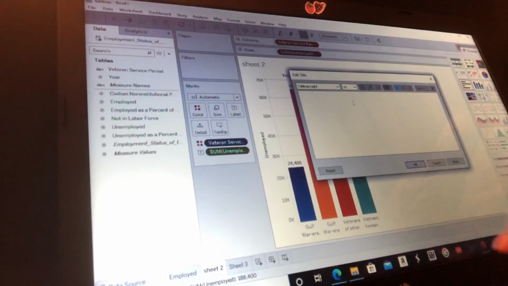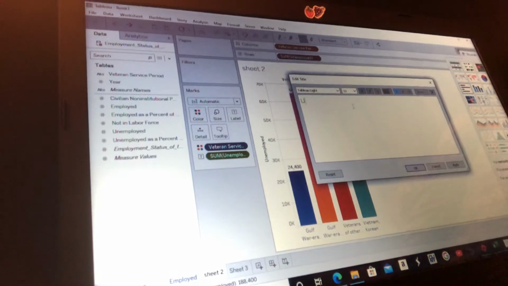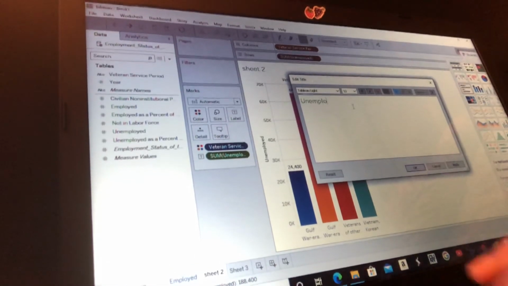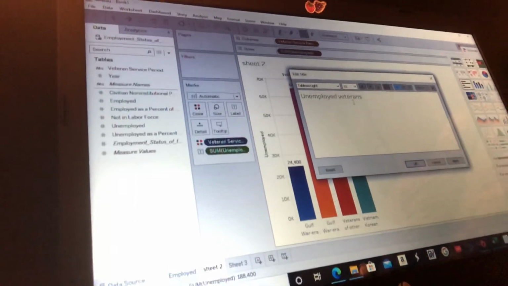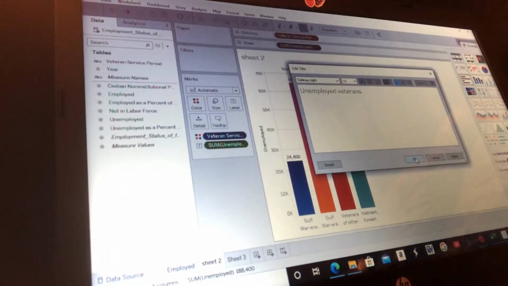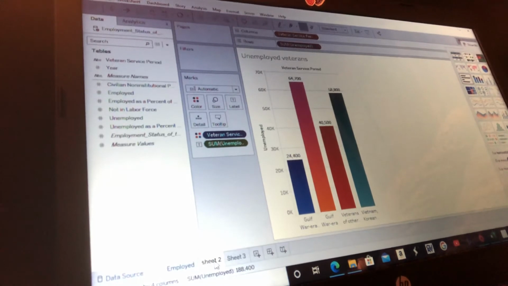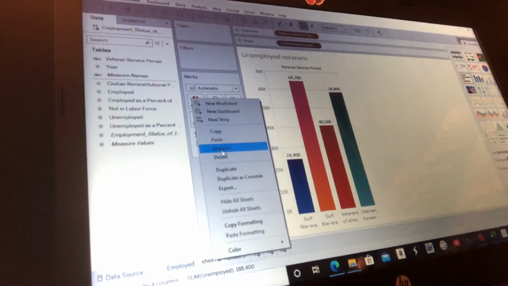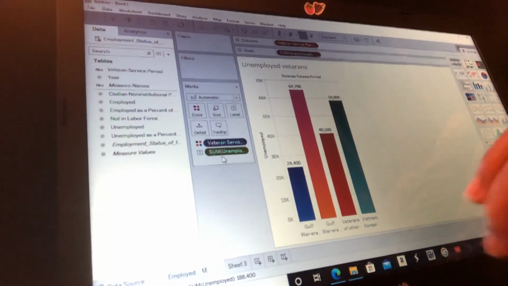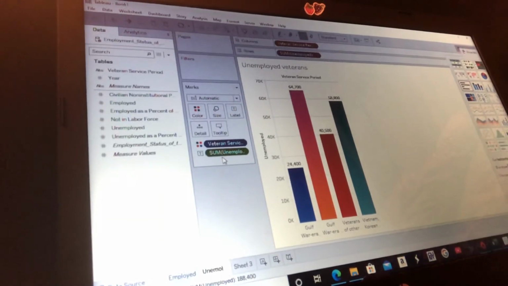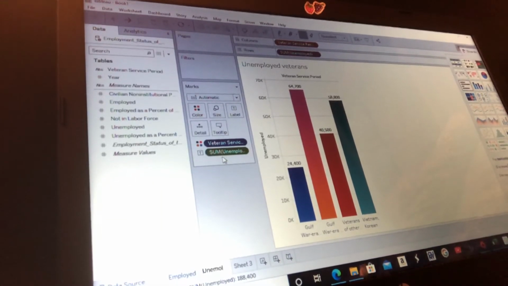I'm going to rename this sheet unemployed veterans. Okay, and I'm going to also rename my sheet unemployed.